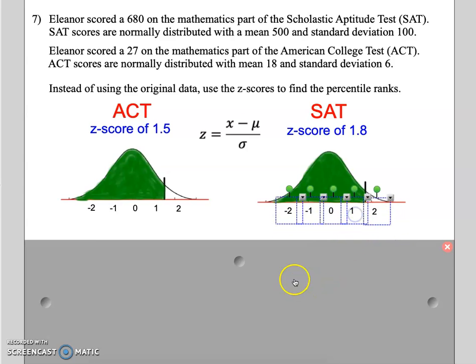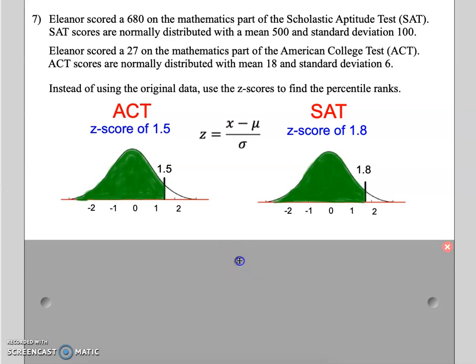So, in both cases, if I look at the standardized scores, I will get 0 for my mean, and my standard deviations will count by 1. And on here, I had a z-score of 1.5. Here, I had a z-score of 1.8.